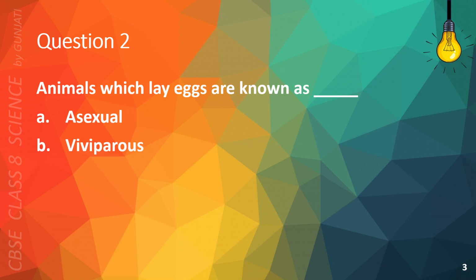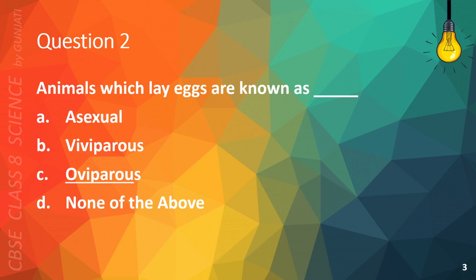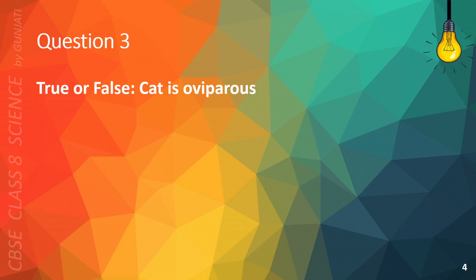Question 2. Animals which lay eggs are known as A. Asexual, B. Viviparous, C. Oviparous, or D. None of the above. The correct answer is C. Oviparous.